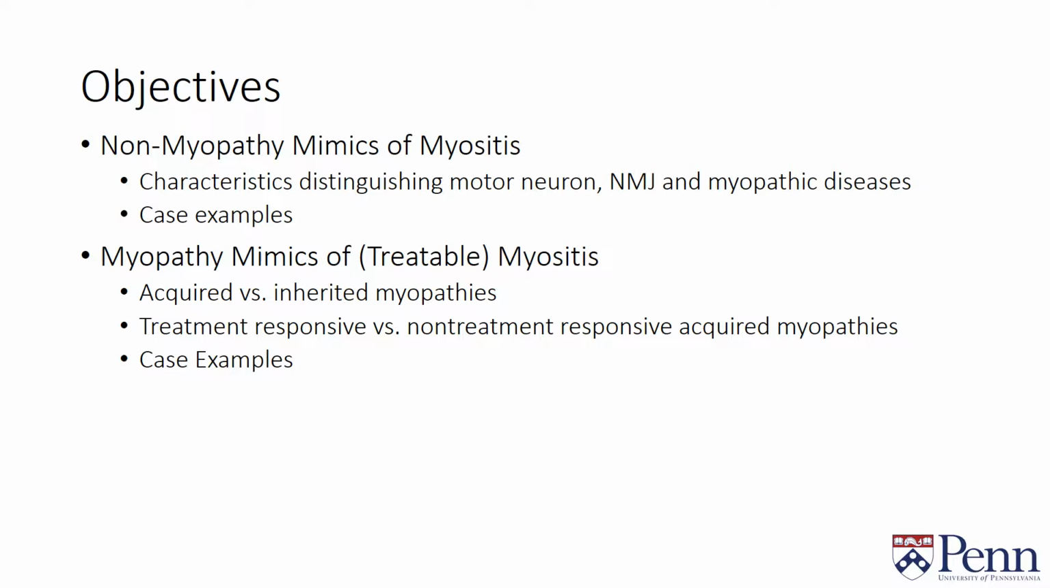So the objectives of today's talk: we're going to go broader than just talking about genetic myopathies that might mimic myositis. We want to talk about non-myopathy mimics of myositis. We want to use a framework through the eyes of a neuromuscular neurologist to get to the diagnosis specifically of myopathy when there might be overlapping features between other neurologic diseases and myositis. We'll reinforce this with case examples, and then we'll also look at myopathy mimics of what we're calling treatable myositis, which will become clear as we talk about it. We'll specifically focus on distinguishing acquired and inherited myopathies and treatment responsive versus non-treatment responsive acquired myopathies. And these will also be supported by case examples.